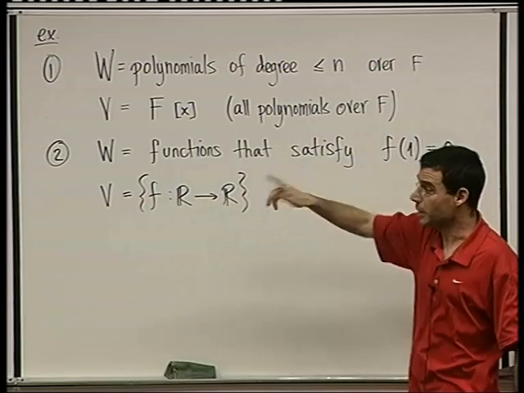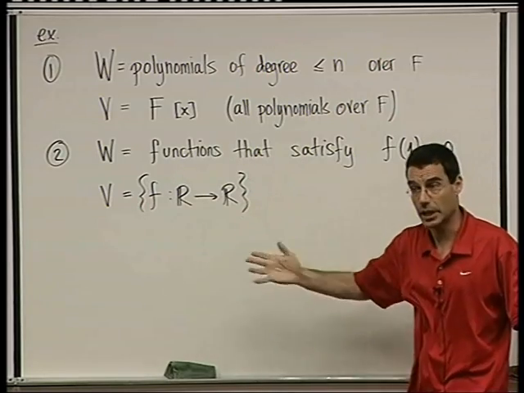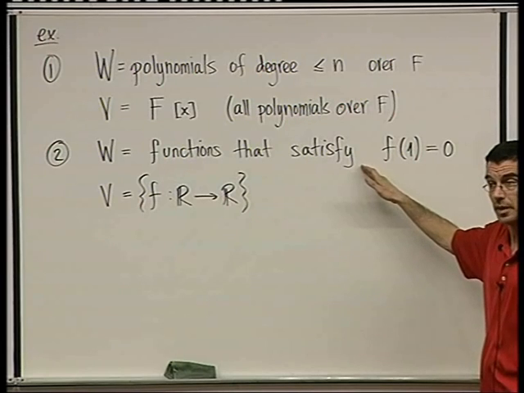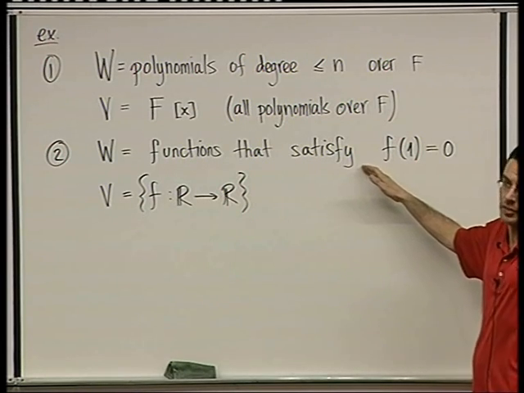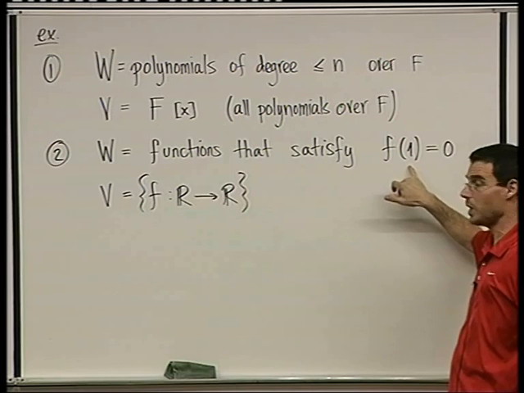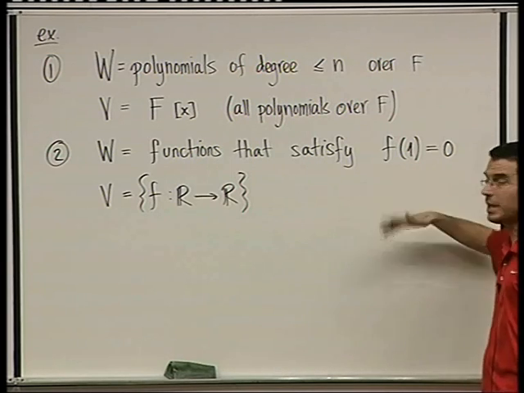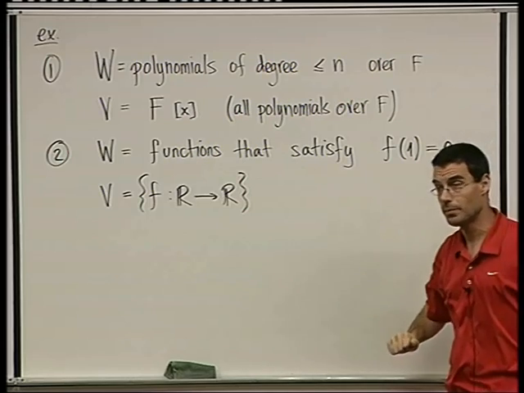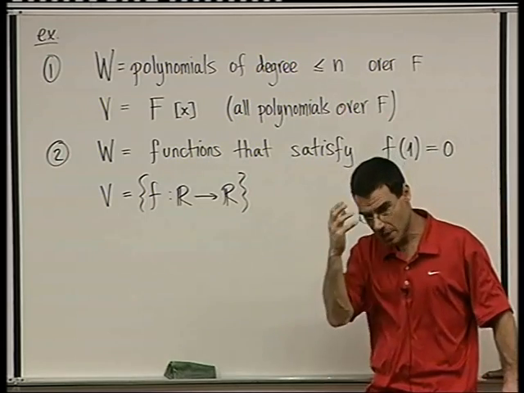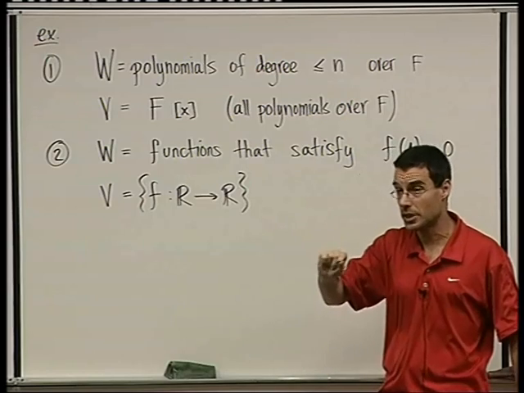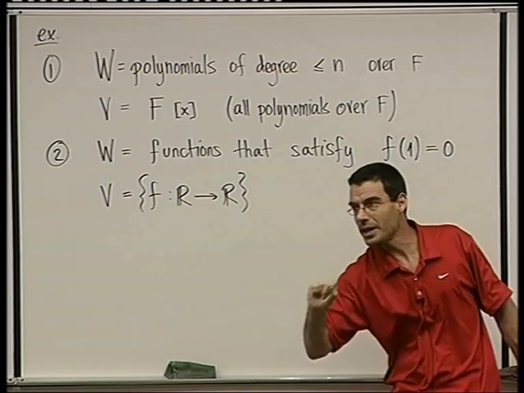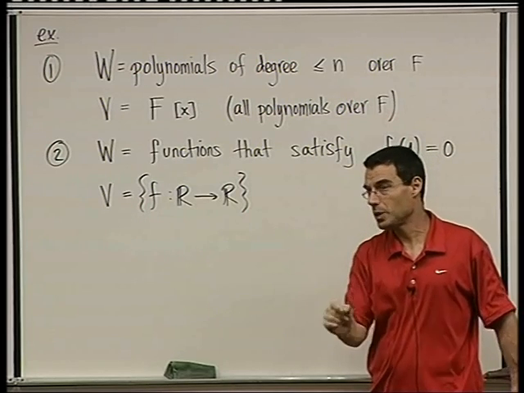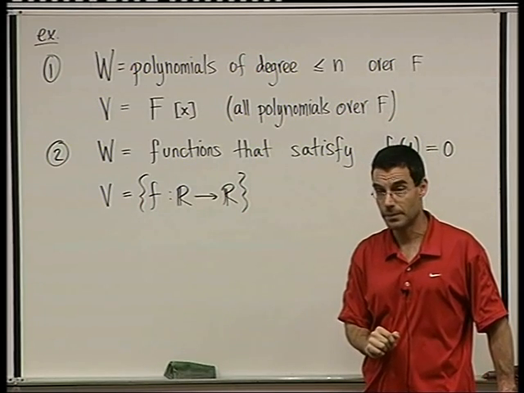You have to start tracing all the axioms and checking if they hold. Is the 0 function in W, for example? Yeah, because the 0 function satisfies that its value at 1 is 0 because its value at every point is 0. Do you agree? So the 0 function is in W. When you add two functions, think of the graphs. When you add two functions whose value at 1 is precisely 0, the sum of the functions, the value at 1 is going to be 0. Do you agree? Okay.